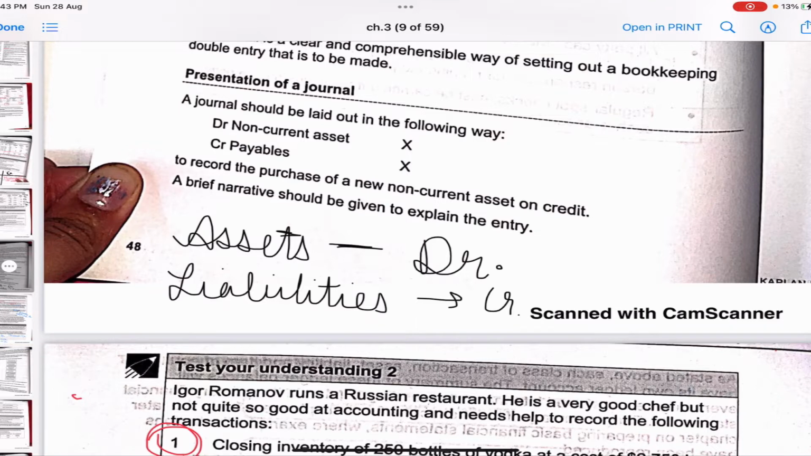Now, when you talk about presentation of a journal, a journal should be laid out in the following way. This is how a journal should be, and I have explained it earlier. Even if I haven't, I will link that in this video once again, because I want you to watch it over and over again and get familiar with it. I'm going to link it right here.